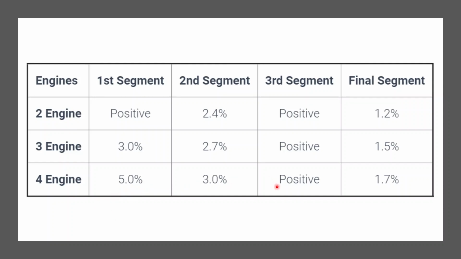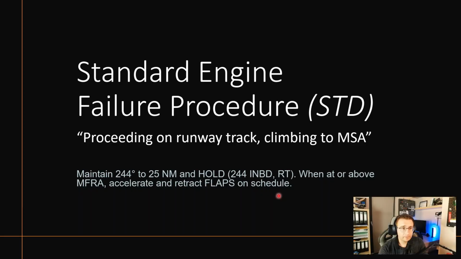So now that we've been through the boring theory, let's have a look at the standard engine failure procedure. We've been talking about how they are created, especially the special ones that are calculated and optimized. But you also have the standard engine failure procedure. Those standard engine failure procedures are basically there when there are no marginal obstacles that will limit your takeoff.